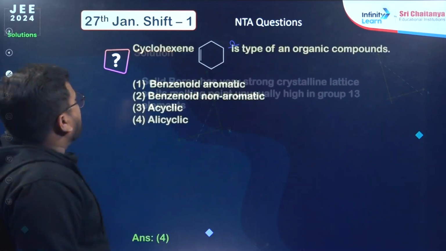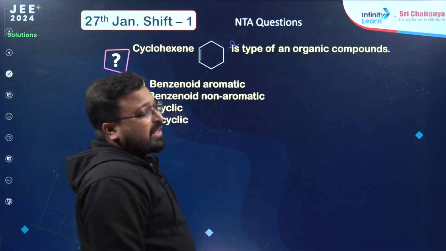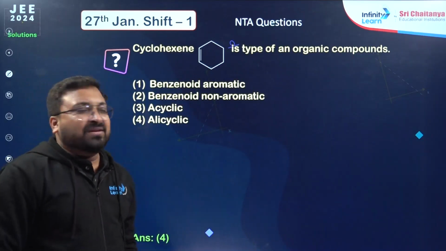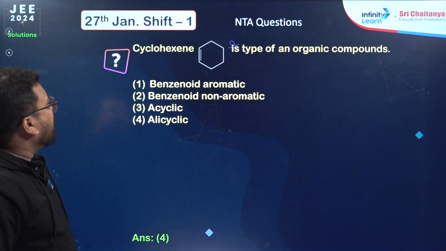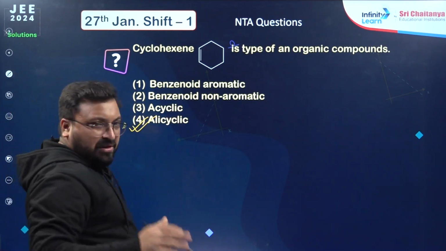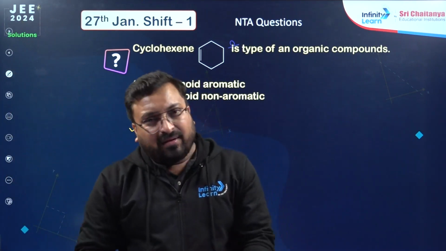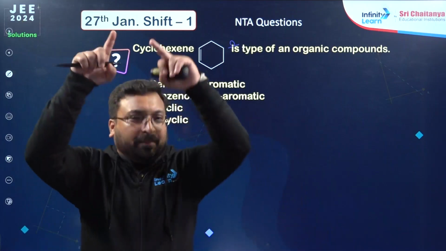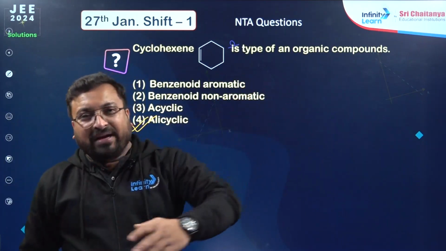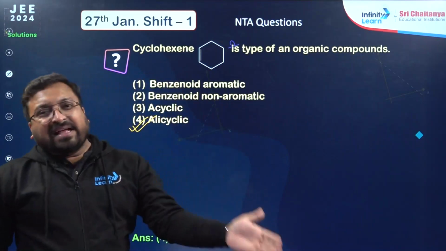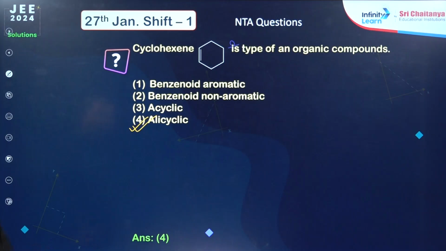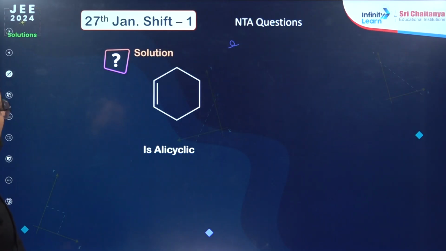Come to the next point. So cyclohexene is a type of organic compound. This type of question was asked in this shift, so the cutoff will be very high. So what will be the answer, bacha log? This is actually alicyclic, the cyclic non-aromatic compounds. Okay, so you know the basic classification of organic compounds, cyclic or aliphatic. In cyclic there is alicyclic and aromatic. So this is a very simple question actually. Very easy question, the answer is alicyclic.